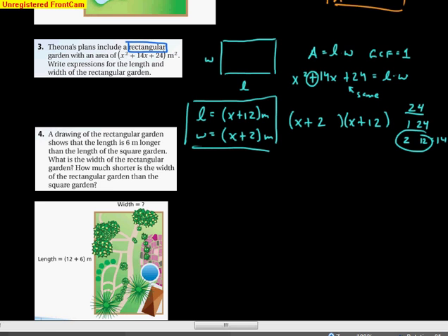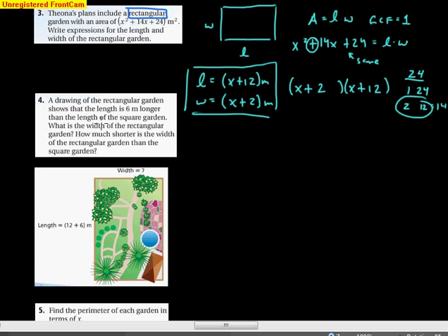Alright, now problem 4, let me scroll down just a little bit. It says, a drawing of the rectangular garden shows that the length is 6 meters longer than the length of the square garden. What is the width of the rectangular garden? How much shorter is the width of the rectangular garden than the square garden? So now on this picture, what it's telling me is that the length is 12 more than it was for the square. So that means that this length right here is equal to 18 meters.